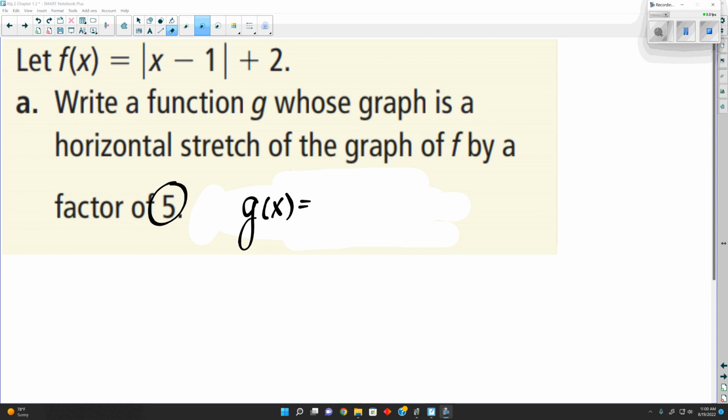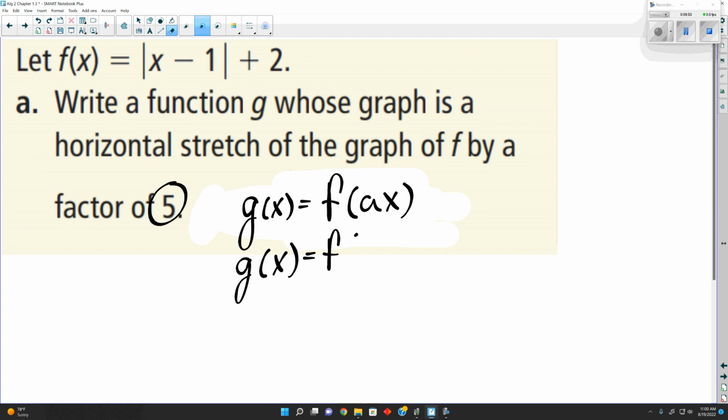Guys, now when we look at this, because we're talking about a horizontal stretch or shrink, in the general form we're talking about f of a times x. And a is going to be the value of what we stretch or shrink this graph by. Now the value that they gave us was 5, but because it's horizontal, we have to flip it from 5 to 1/5. And that's the only one out of all the ones we've talked about today and yesterday that we have to do something to.